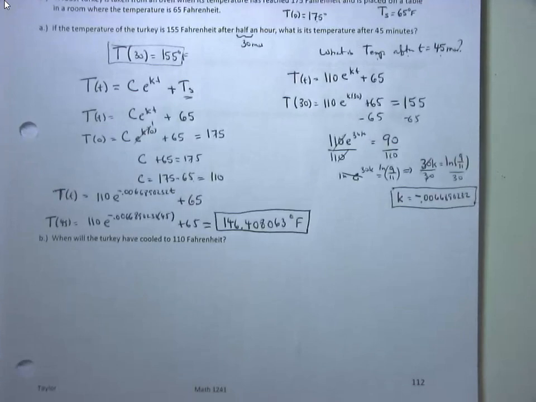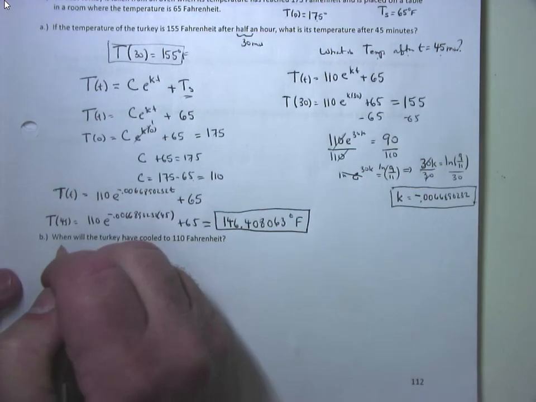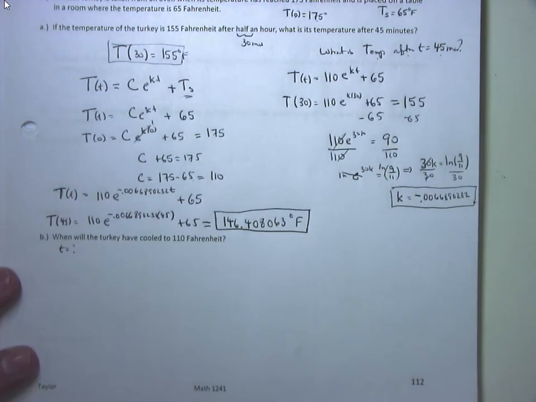When will the turkey have cooled to 110 degrees Fahrenheit for that central temperature? 110 degrees. By then we can put it into the refrigerator or something. Or why 110? I don't know. But okay, we're going to find when. When is a question of what? Time. We want to figure out time.